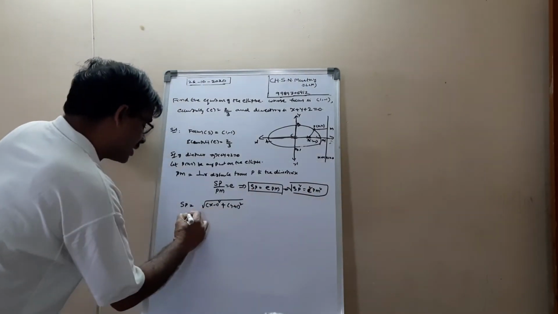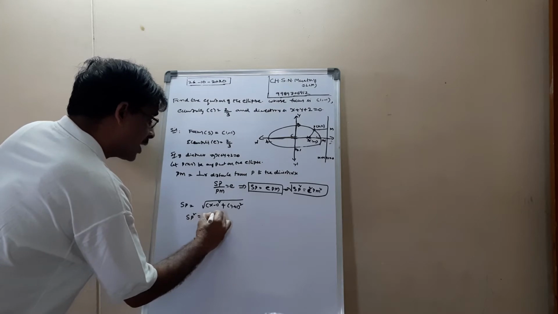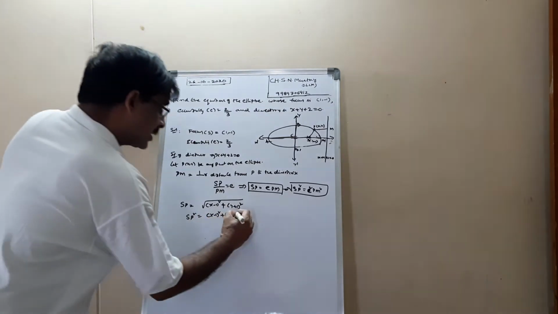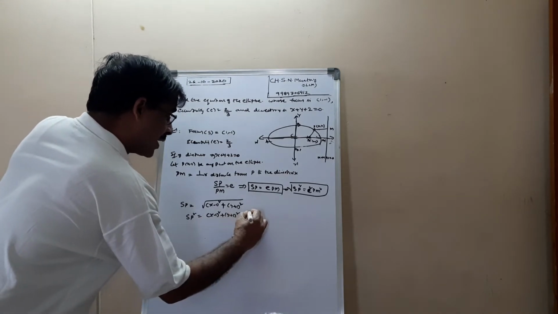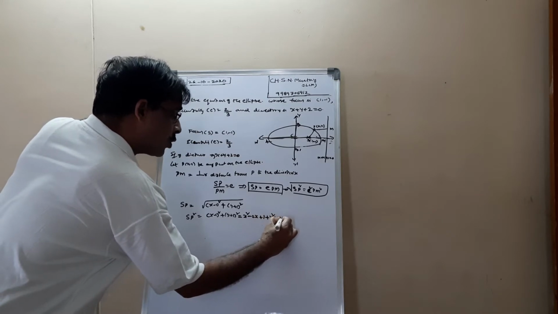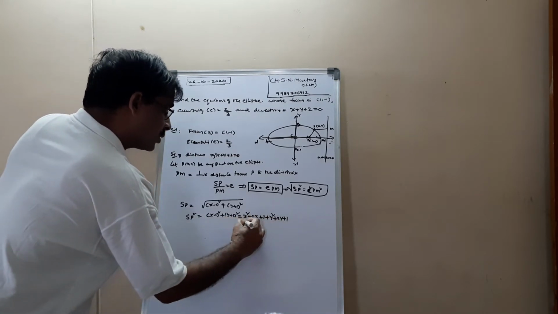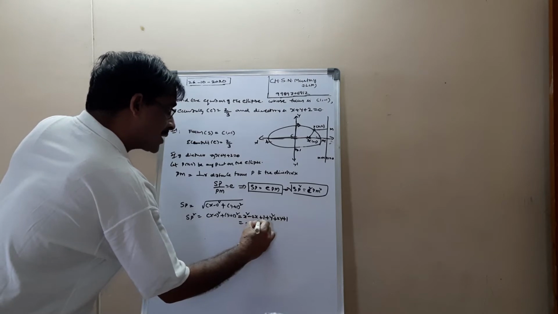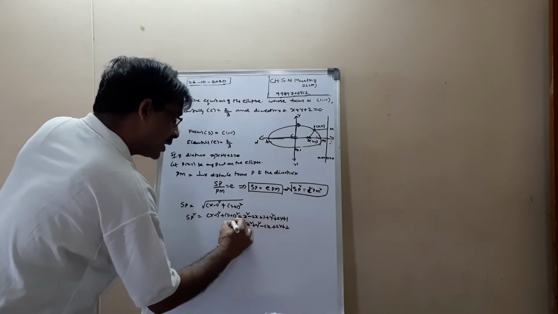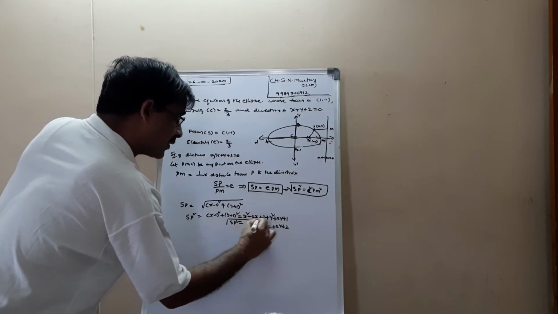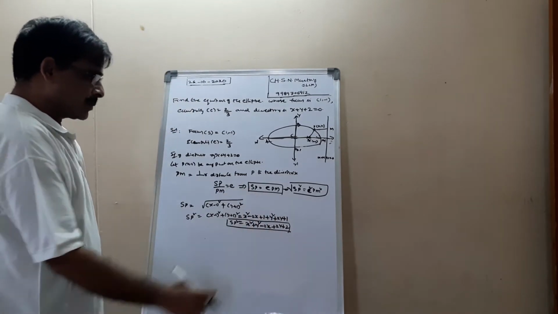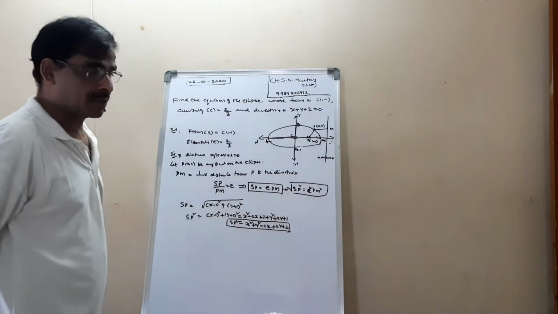Now write here SP square equal to (x minus 1) whole square plus (y plus 1) whole square. Expand: x square minus 2x plus 1 plus y square plus 2y plus 1, equal to x square plus y square minus 2x plus 2y plus 2. This is SP square's value. SP square is equal to e square into PM square.